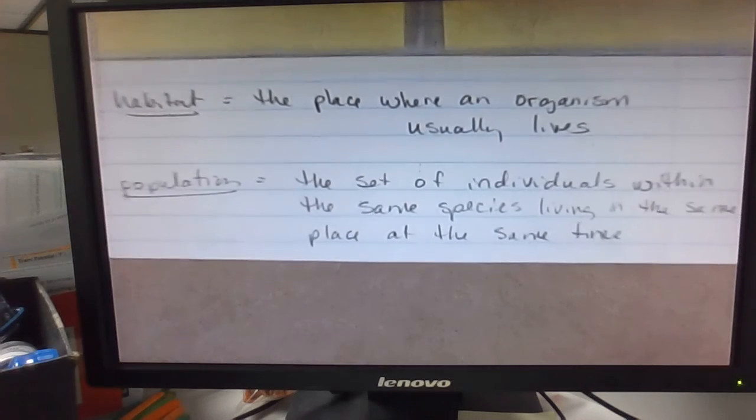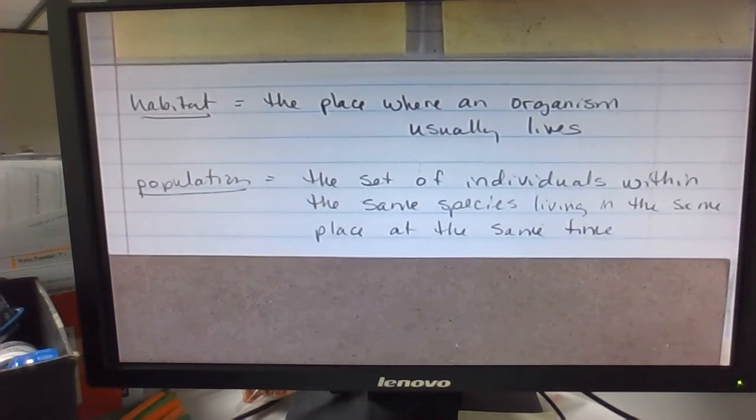Population, we've heard this term before. In the video we watched with Hank, he talked about different levels of organization within an ecosystem. A population is the set of individuals within the same species living in the same place at the same time.